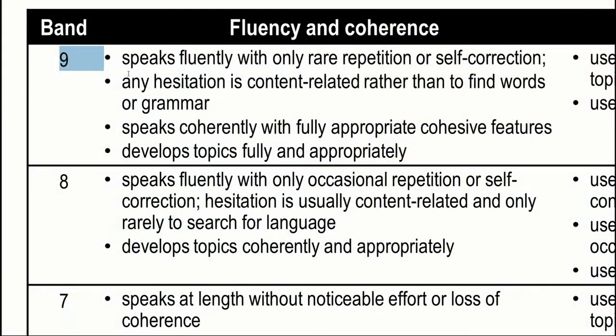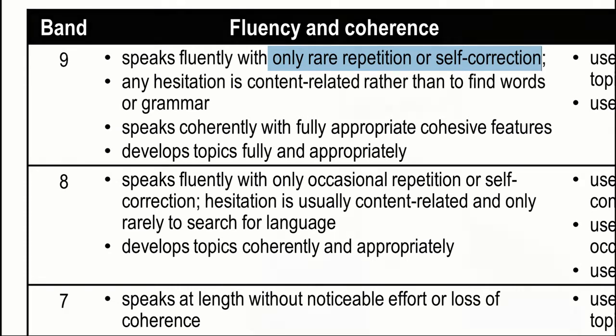You'll also see that for a band 9, even though they're not allowed to make any language-related hesitations, that means they're not allowed to say "er" when they're thinking of a word, they are very rarely allowed to make self-corrections or repetitions. I mean, everybody will do that in their native language at some point. So that would suggest that language-related hesitations are by far the most important mistakes to avoid regarding fluency.